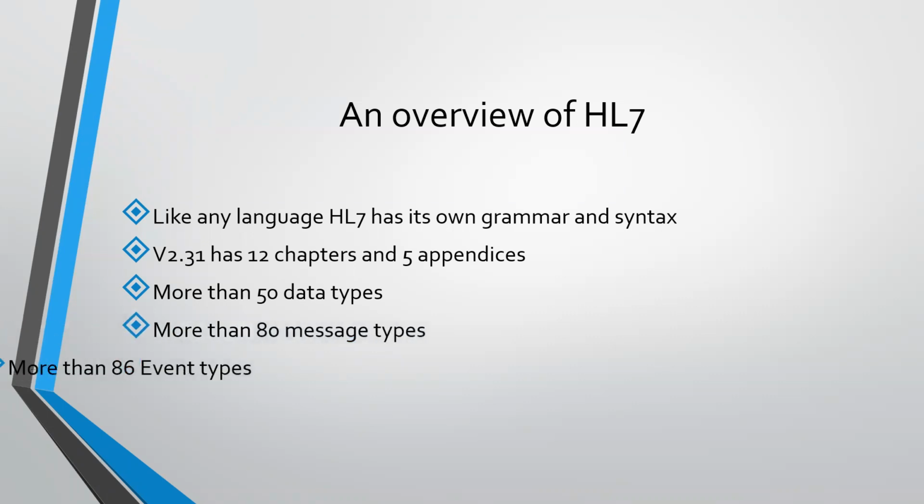There are more than 50 message types, more than 80 data types, and more than 86 event types. This might feel like jargon for you right now because we don't know what these message types and event types are. We'll take a look at them in tomorrow's session, but these represent which transaction is happening in the real-time world. That's what these message types and event types represent.